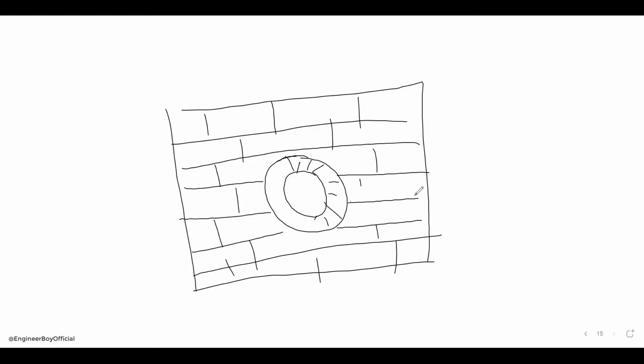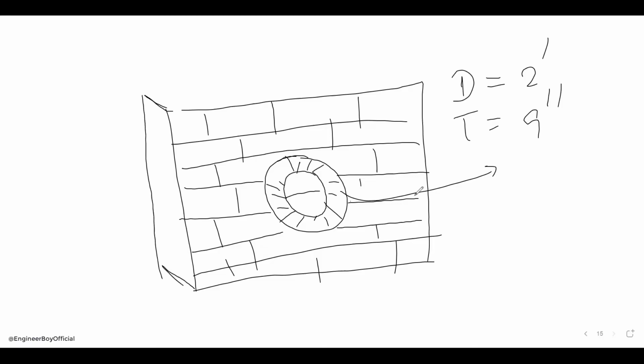So how can we determine the quantity of this arch if its diameter is known? Let's say the diameter is 2 feet, and the thickness of the arch is 9 inches. Let's say the wall thickness, if I make it 3D like this, is also 9 inches. So what should be the volume of the same arch? It is circular.